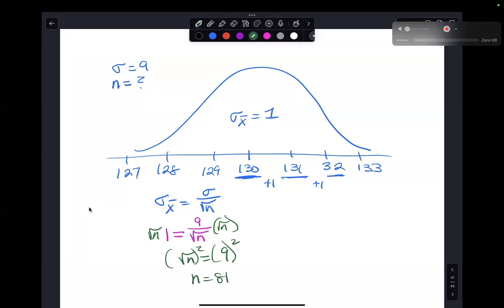So you're just doing algebra. That's all you're doing here. Now it's possible it'll ask you for the population standard deviation instead of the sample size, but those are the 2 possibilities there.